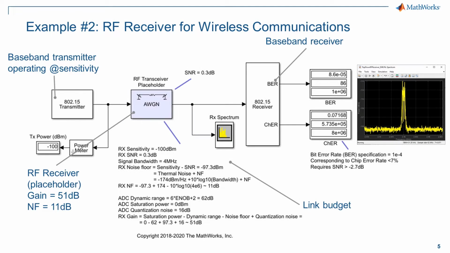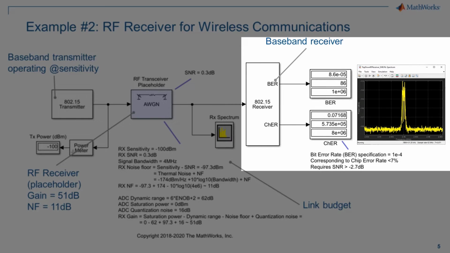Let's look at another example, a wireless communication system. In this example, there is both a baseband transmitter and a baseband receiver, which can be used to calculate the bit error rate and the chip error rate. To compute a bit error rate, you need to simulate very long sequences of bits in order to achieve statistically significant results. In this case, we want to achieve a bit error rate smaller than 1e-4.